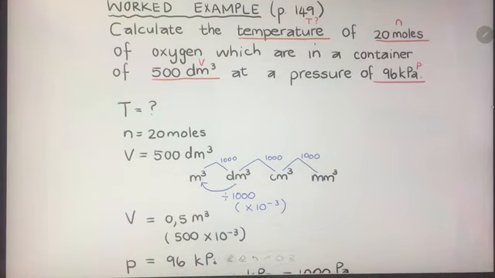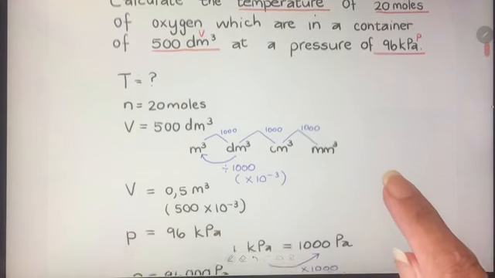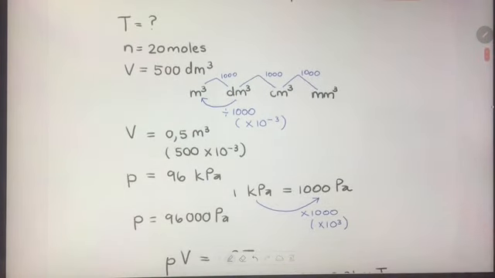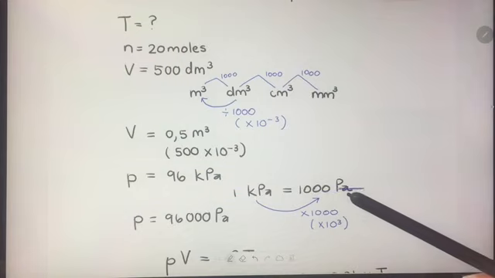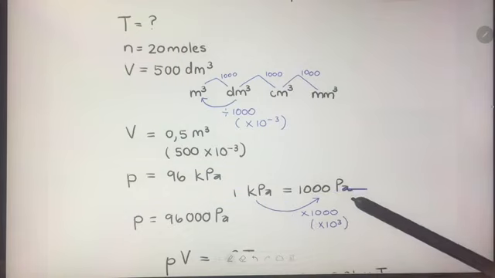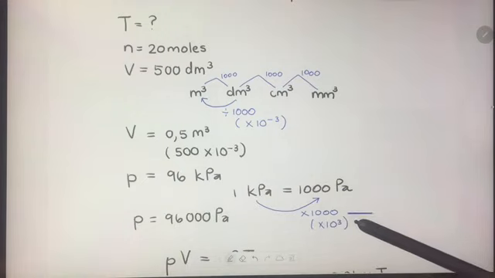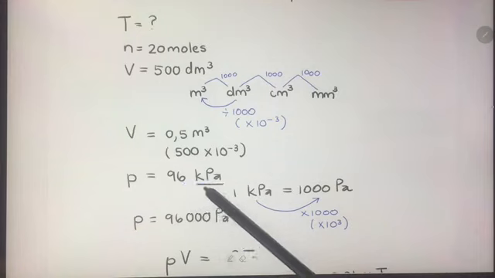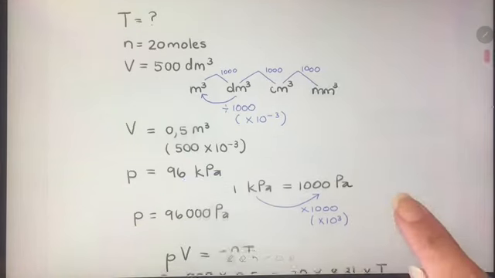The pressure is given as 96 kilopascals. And for the ideal gas equation, pressure must be in pascals. So a kilopascal is equal to 1,000 pascals. So if I convert kilopascals to pascals, it's times 1,000, which is the same as saying times 10 to the power of 3. So my 96 kilopascals will be 96,000 pascals.